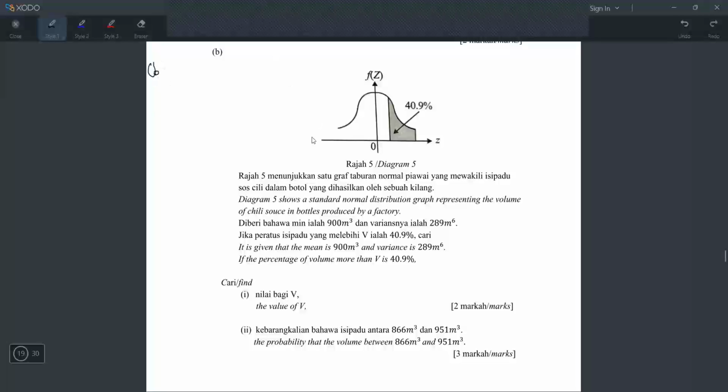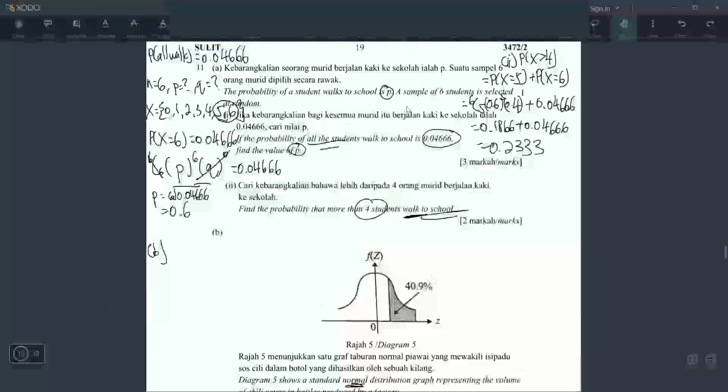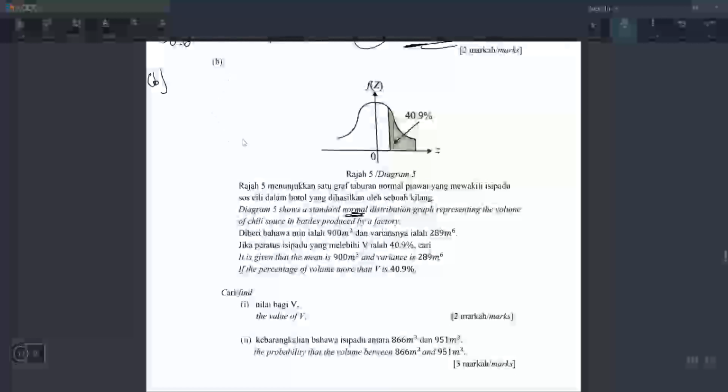Okay, question B says what? Okay, this is normal distribution. So if it's normal distribution, you need the table, right? How do I know it's normal distribution? Because I see the word normal. Question A has no word normal. That's why it's the binomial one. So let's continue with B.